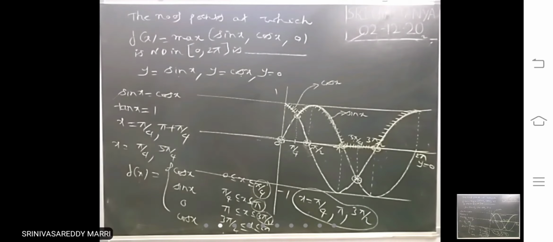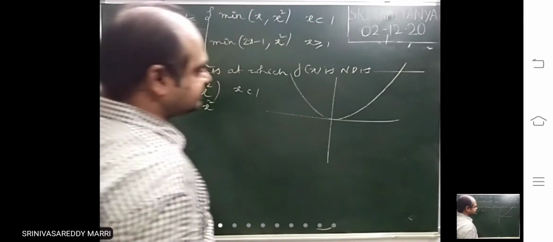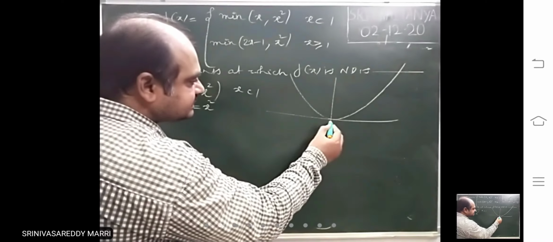So look at minimum of x comma x square. This we will construct first when x is less than 1. I will draw this one and I will draw x square. I am drawing it here. So this is y equal to x square, and then y equal to x.